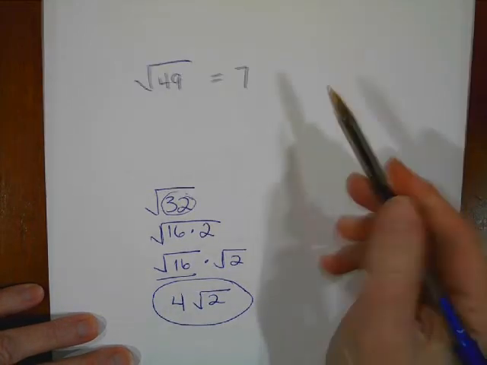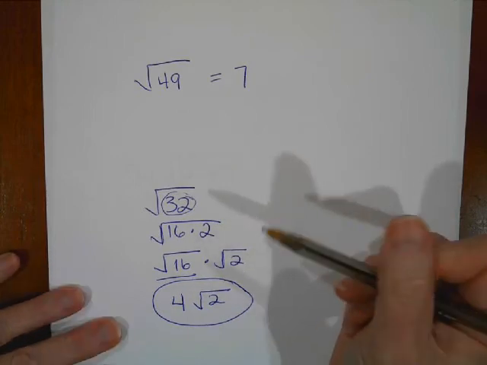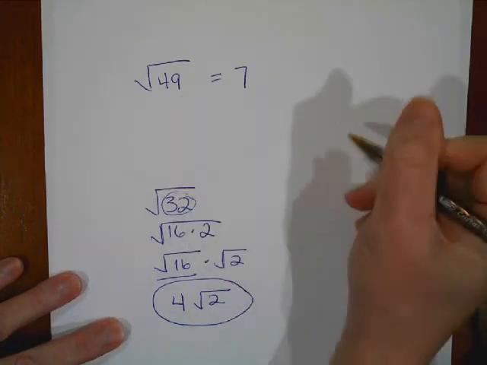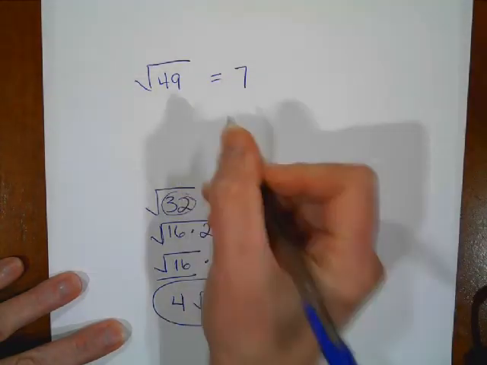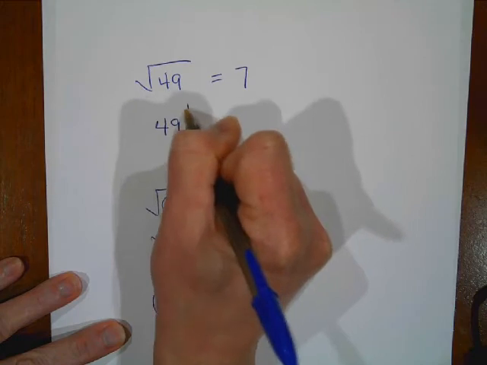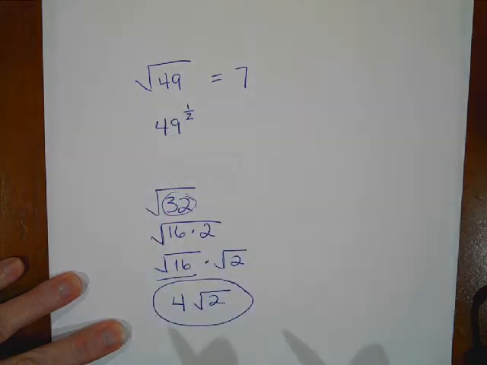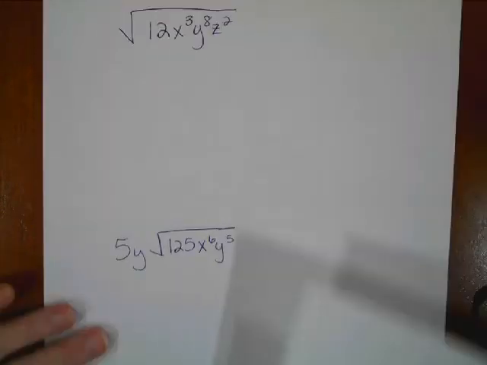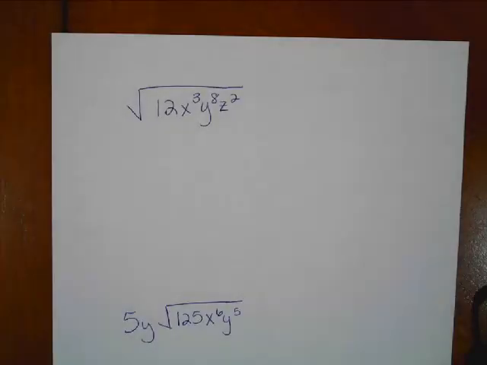The interesting thing about this radical symbol is if you remember our exponents, this is an exponent of a half. So another way to write the square root of 49 is 49 to the half power. And so that's the same thing for that. Okay? So with that in mind, let's take a look at the warm-up. So let's take a look at the first one.